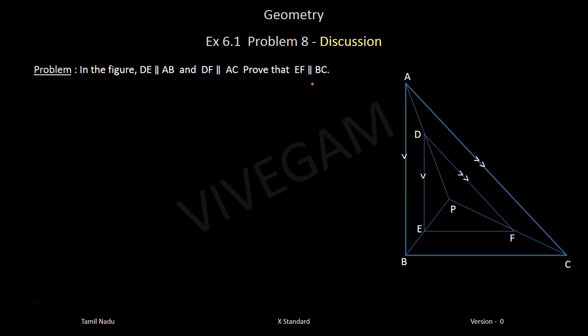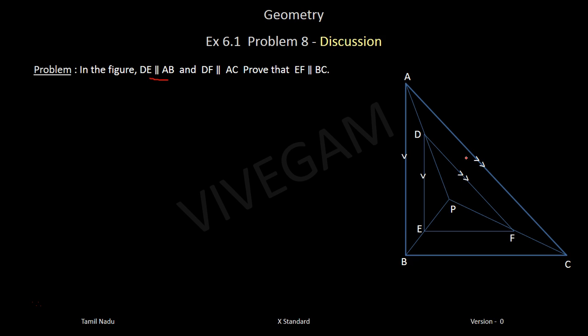So let's look at the figure. Oh, it's complicated, isn't it? But anyway, don't worry, we'll break it into smaller parts and we'll be able to do it. DE is parallel to AB, which means you can apply Thales theorem for the triangle PAB.